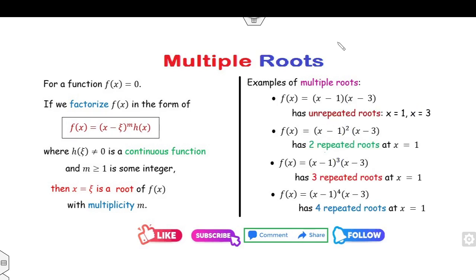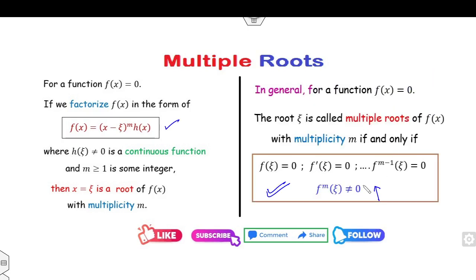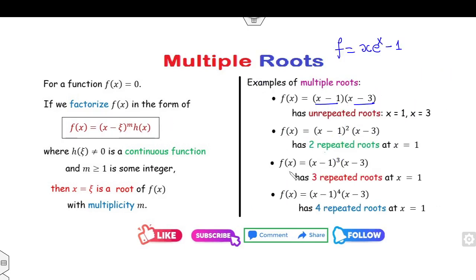But make sure, students, if my function is, say, x e raised to the power x minus 1, then it is not an easy target to factorize them. So for such kinds of examples, I always recommend that you use this definition.